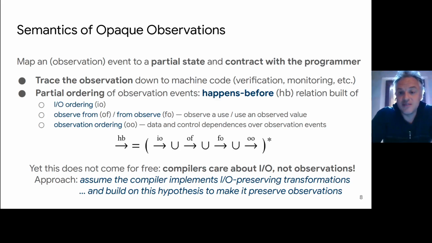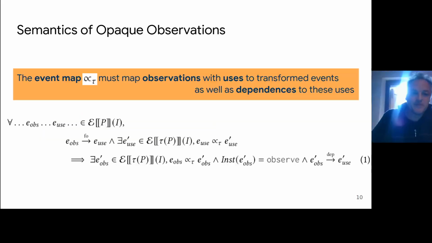The problem is, now we have a well-defined happens-before relation that we know the compiler has to respect, except that compilers don't know about observations and don't know about this happens-before relation. So we need somehow to make it learn about it and make the compiler preserve observations despite that. And so there is a formalization that basically takes two steps for these properties. The first one is some form of upstream preservation.